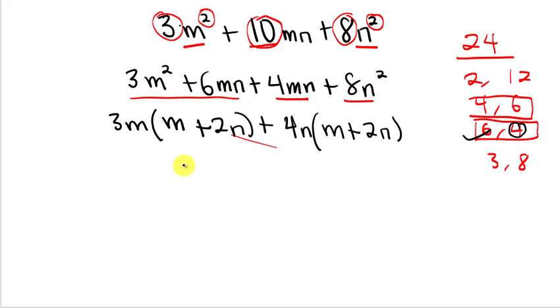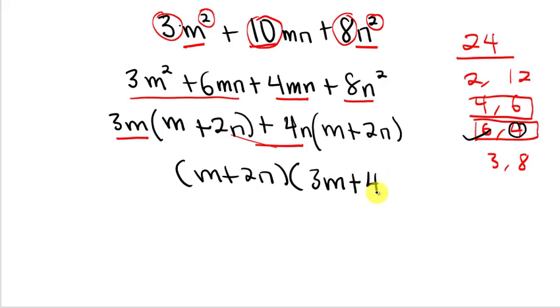So now we are going to have our m plus 2n in one bracket, and then the factors which are outside the bracket, that is the 3m plus 4n, also in another bracket. So we have 3m plus 4n. All right, so this is how we can factorize this particular quadratic expression involving two variables, that is 3m squared plus 10mn plus 8n squared.